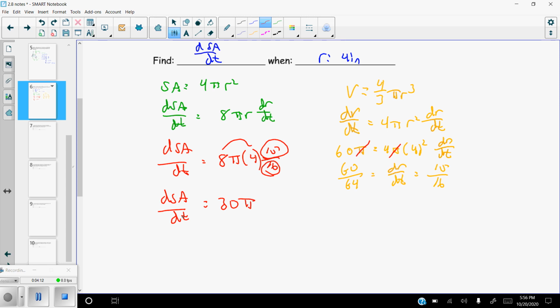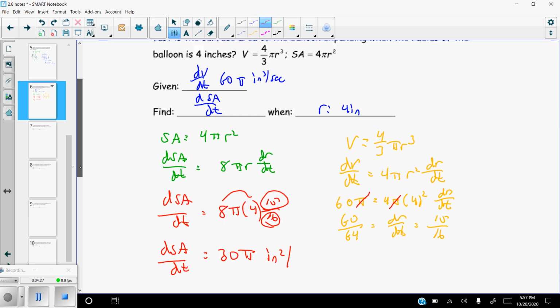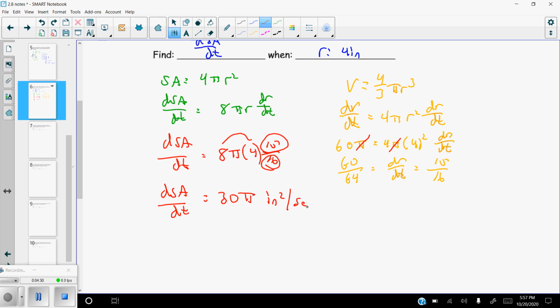30 pi, and this is how area is changing. It's surface area. So it should be some kind of unit squared per time. And the units were in inches, so it's going to be inches squared per second. So the surface area is changing at a rate of 30 pi inches squared per second, specifically when the radius is 4 inches. So in this case, we actually needed a secondary equation to be able to find some of the missing pieces that we had to have for the first equation, or for the primary.